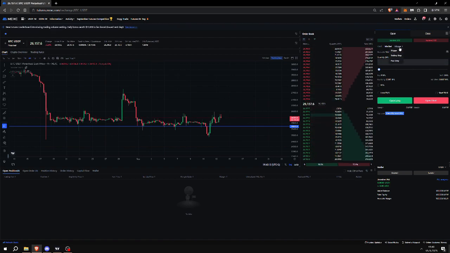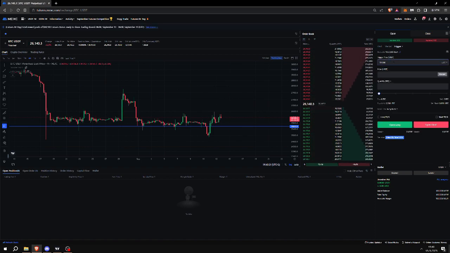Then we get trigger, and this actually has a little drop down: trigger, trailing stop, and post only. Trigger is simply, say I only want to buy when it gets above a certain level. Bitcoin's at 10,000, but I only want to buy if it gets above 11,000. Well, I can set the trigger price to 11,000, click on market, fill in my quantity, and then say open long. So this will only trigger that market order once Bitcoin hits that price.